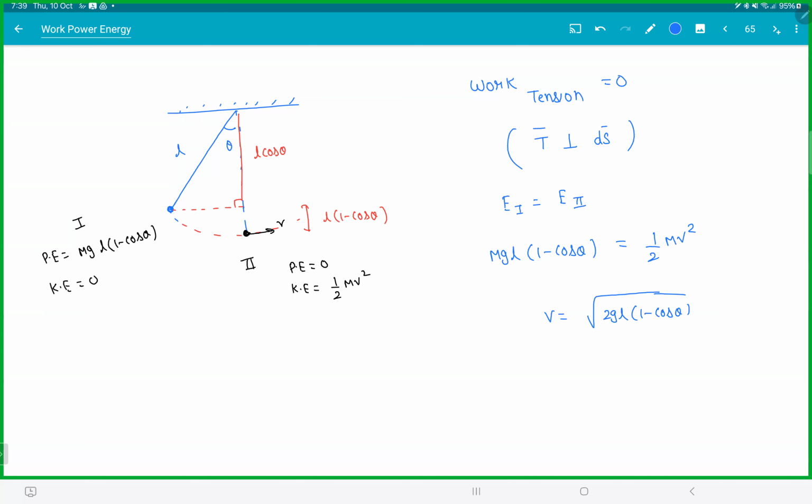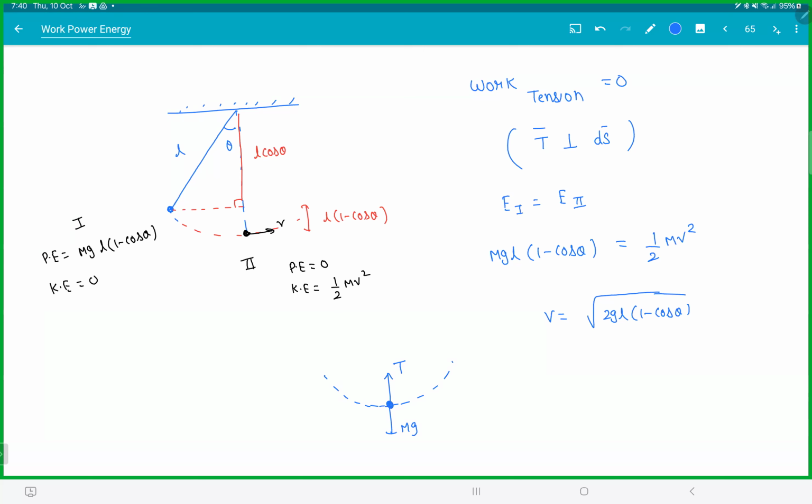Find the tension. Now tell me one thing. The moment I ask you to find the tension, what am I asking you to find? Force, right? Tell me, in which chapter did you learn how to find forces? NLM. And what do you do first in NLM? Draw an FBD. So at the lowest position, FBD: tension, mg. And remember, you're going in a circle. Circular motion is also there.